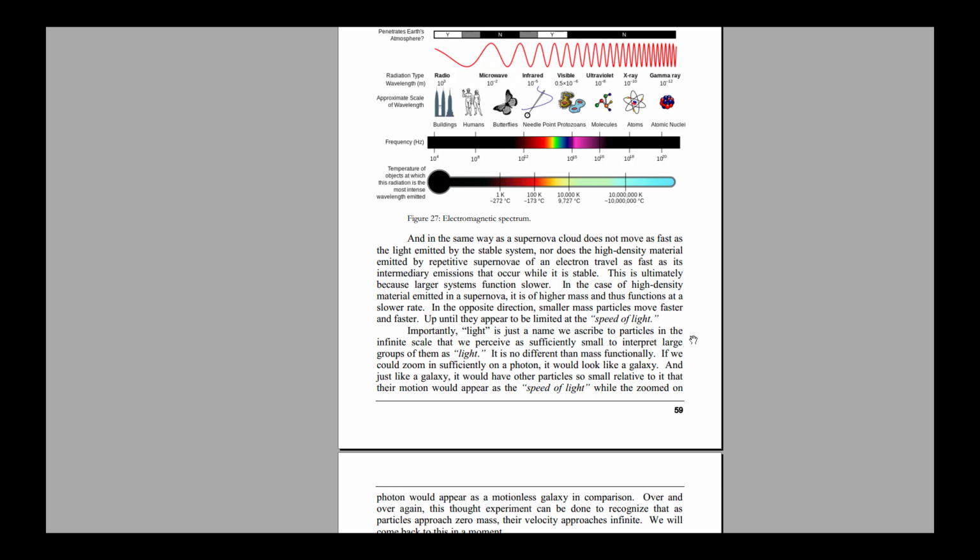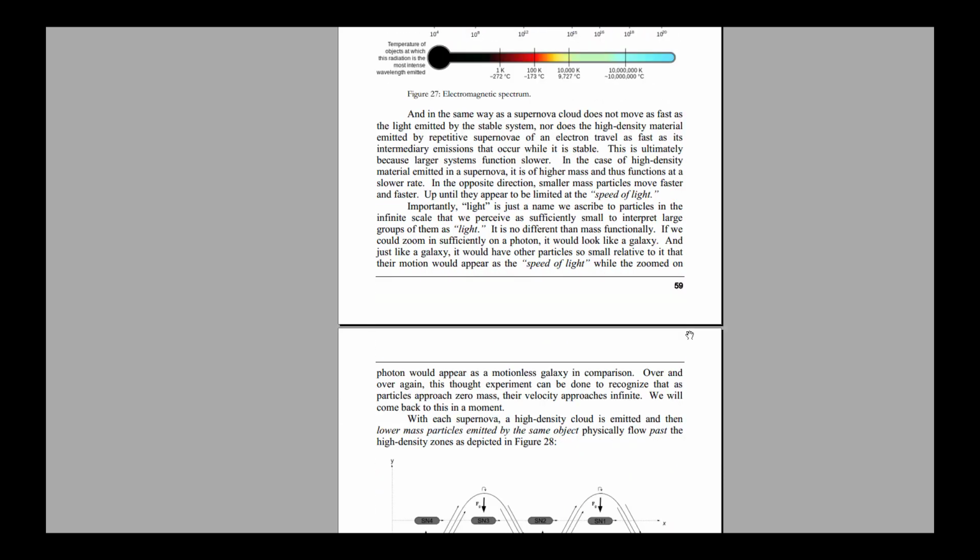If we could zoom in sufficiently on a photon, it would look like a galaxy. And just like a galaxy, it would have other particles so small relative to it that their motion would appear as the speed of light, while the zoomed-in photon would appear as a motionless galaxy in comparison. Over and over again, this thought experiment can be done to recognize that as particles approach zero mass, their velocity approaches infinite. We will come back to this in a moment.